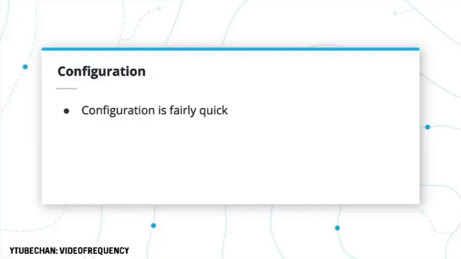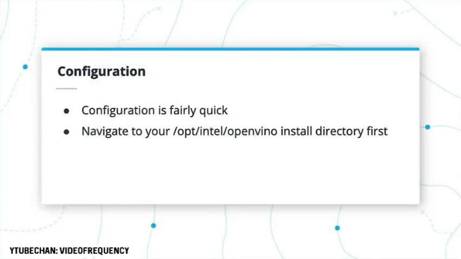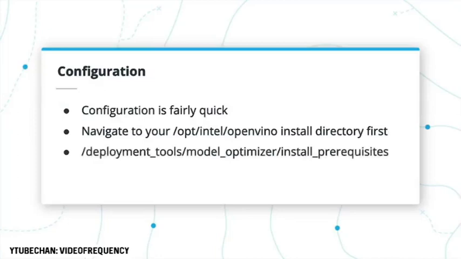Configuring the model optimizer is pretty straightforward, given that you already have OpenVINO installed. You can navigate to your OpenVINO install directory first, which for me was /opt/intel/OpenVINO. Then you'll go to Deployment Tools, Model Optimizer, and the Install Prerequisites directory. If you are only interested in working with one framework, there are also separate scripts for each. However, it's easiest to just run the main Install Prerequisites script, which will install all the prereqs for all supported frameworks.